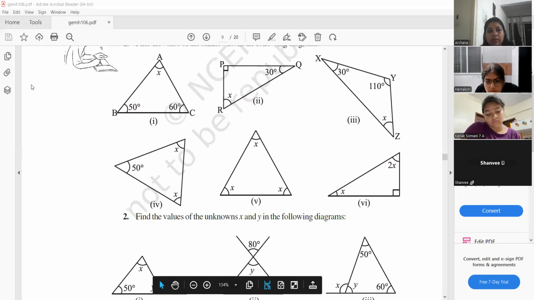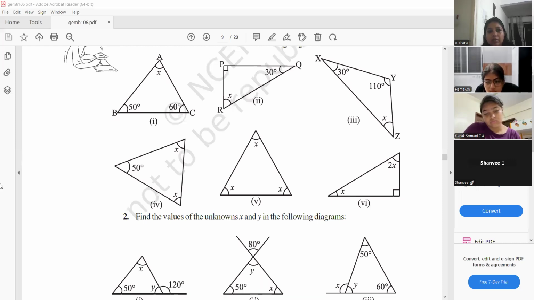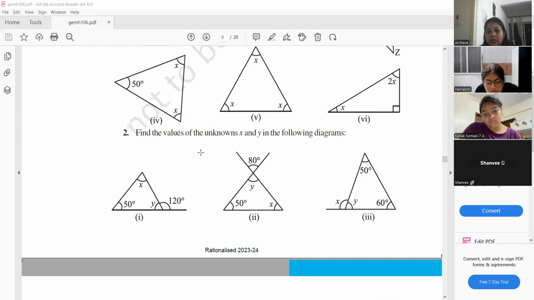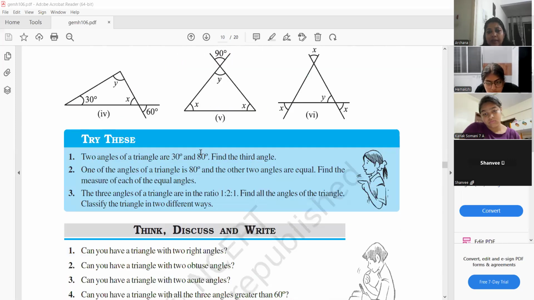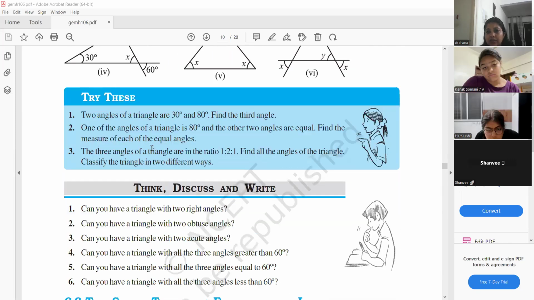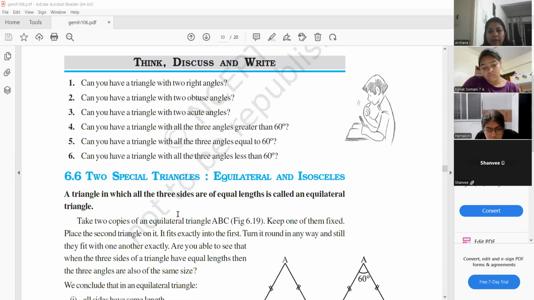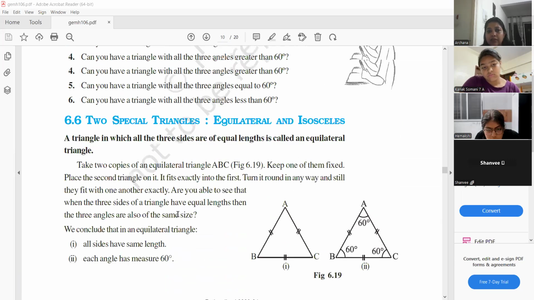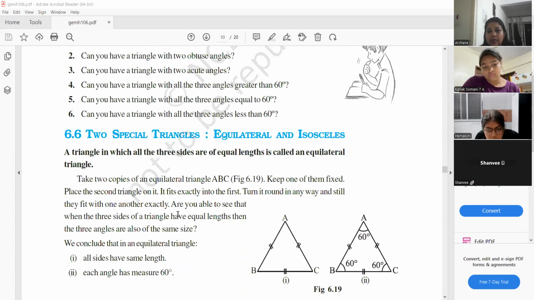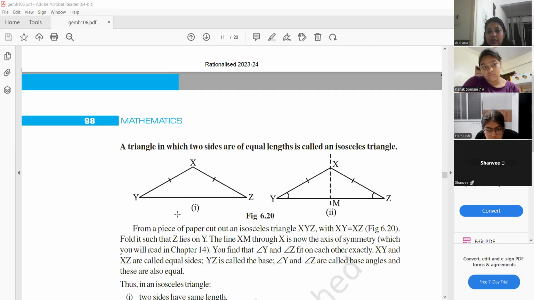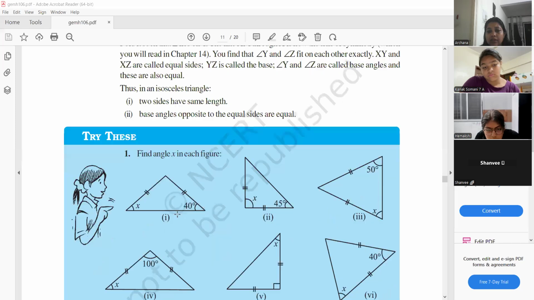See, earlier we had tried exercise 6.3 was done. Then we started with try these. Then we started with think, discuss, and write. After that, yesterday we finished equilateral and isosceles triangle. Just now I finished with the recap.